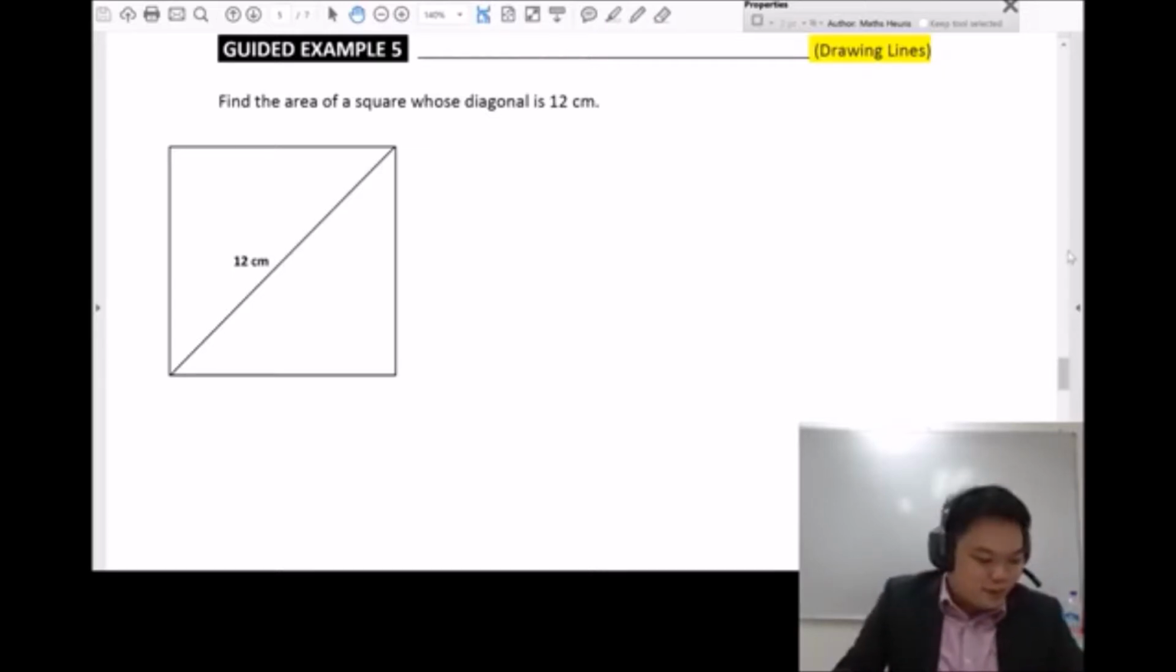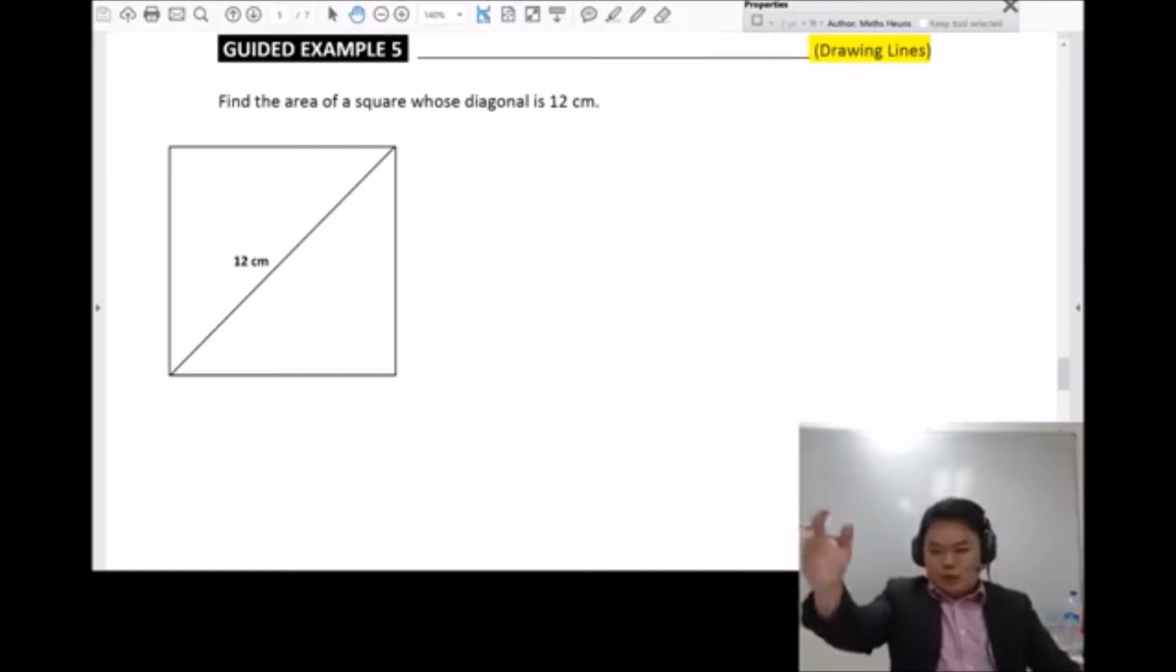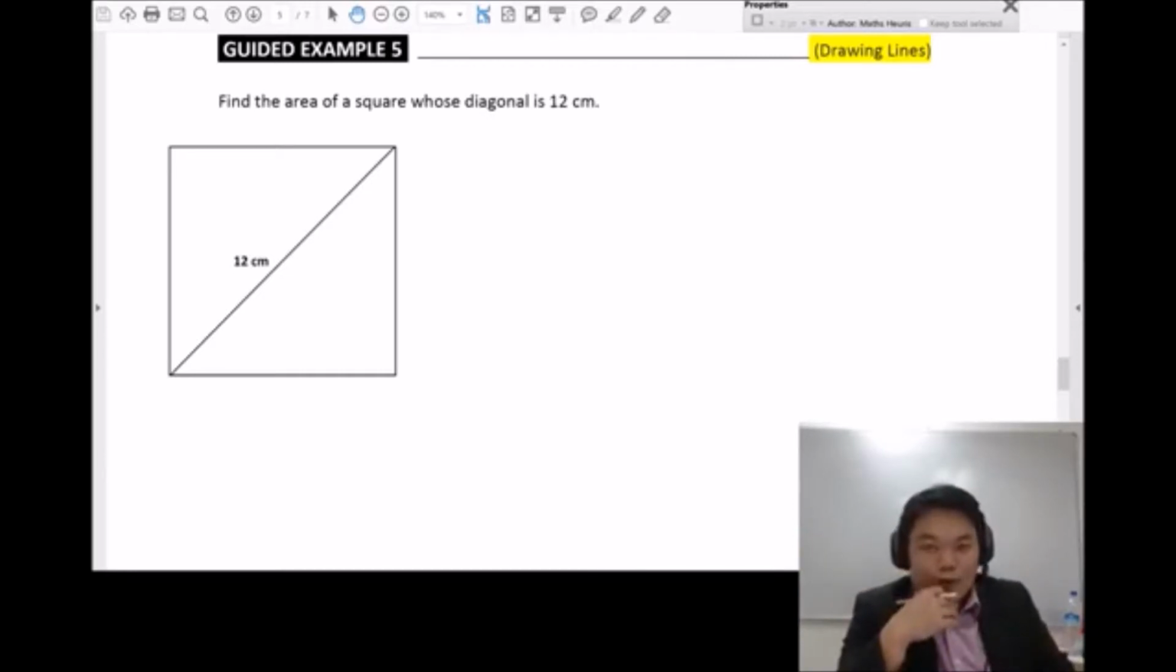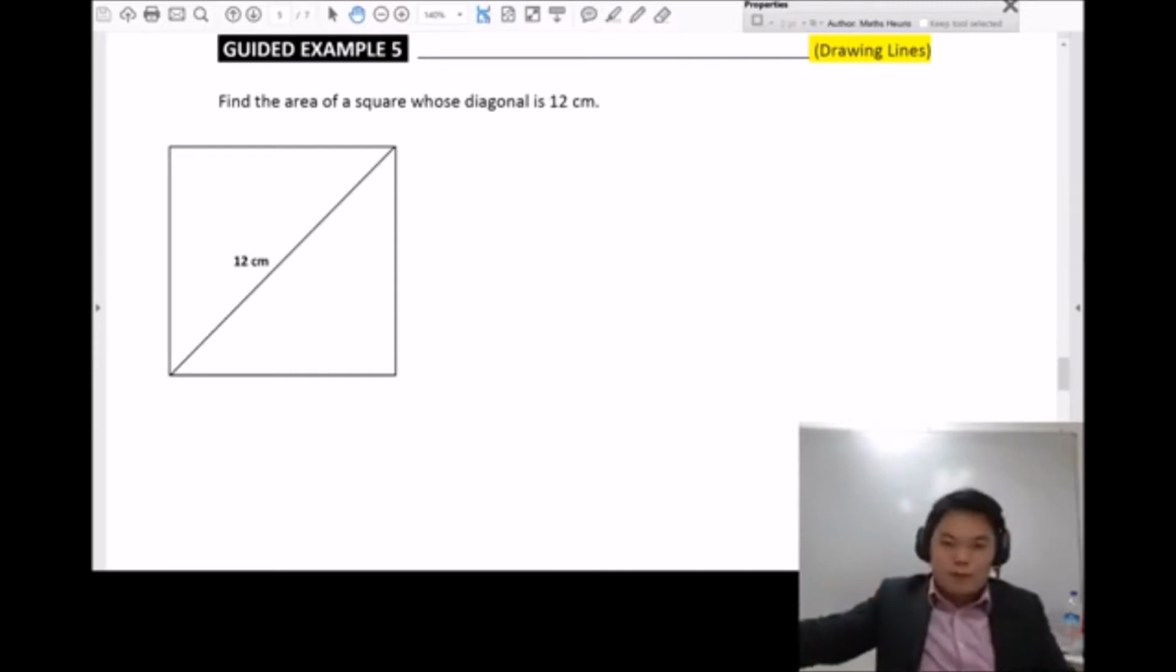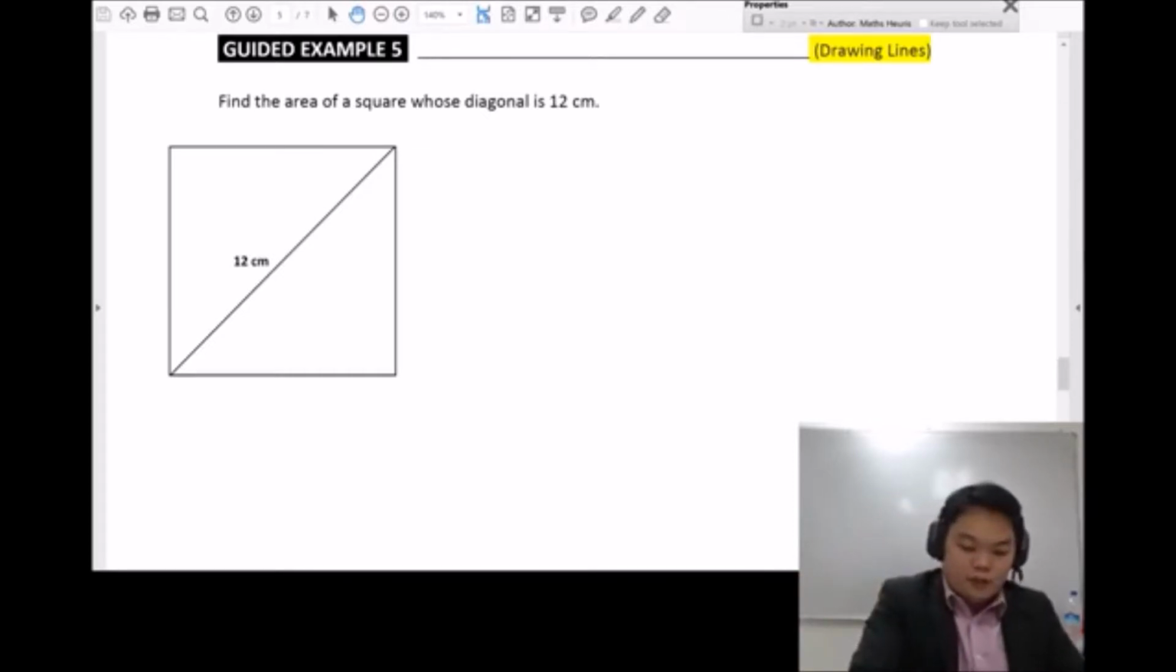Some are also laughing. Okay, so now let's go on to number 5, drawing of lines. How do we find the area of a square whose diagonal is 12 cm? So as parents who probably studied mathematics in secondary school and above, the first thing that will come to your mind is Pythagoras theorem. Okay, I'll just call it PT for short.